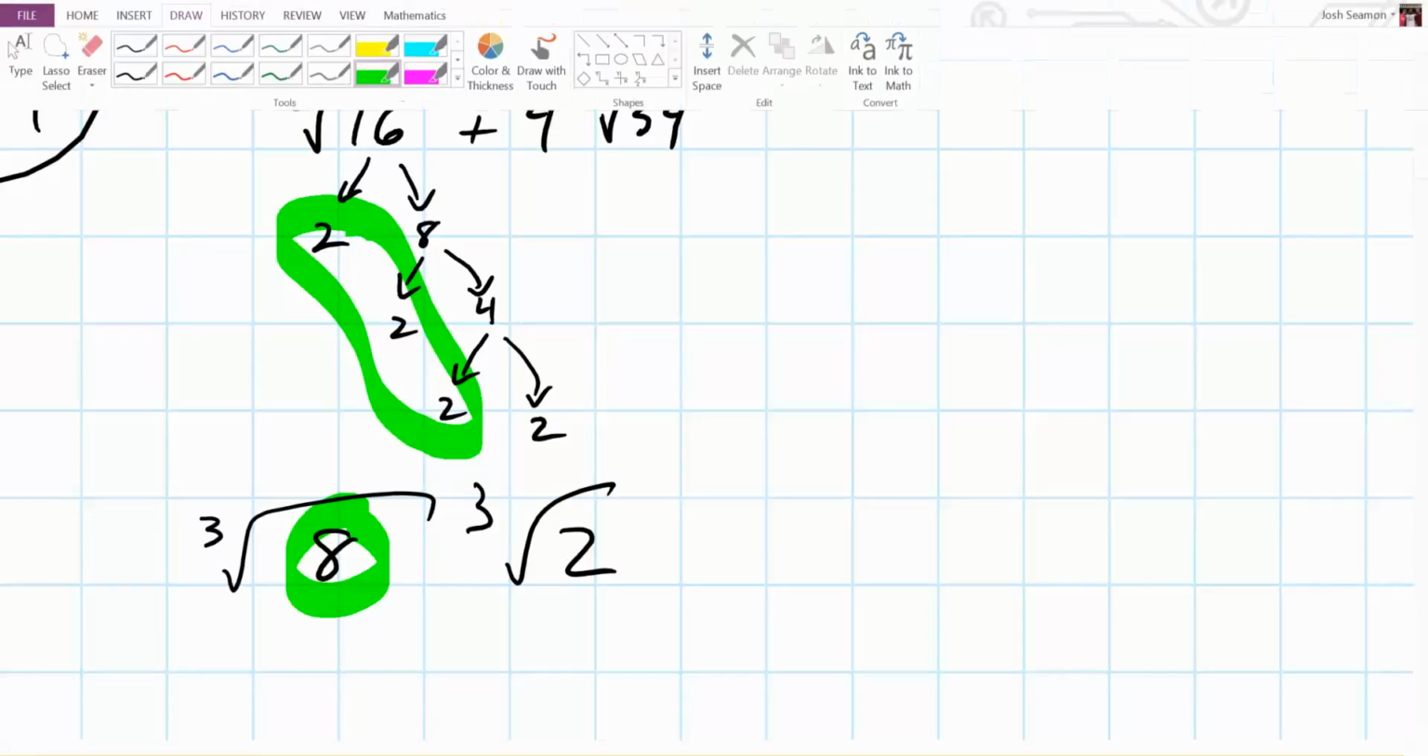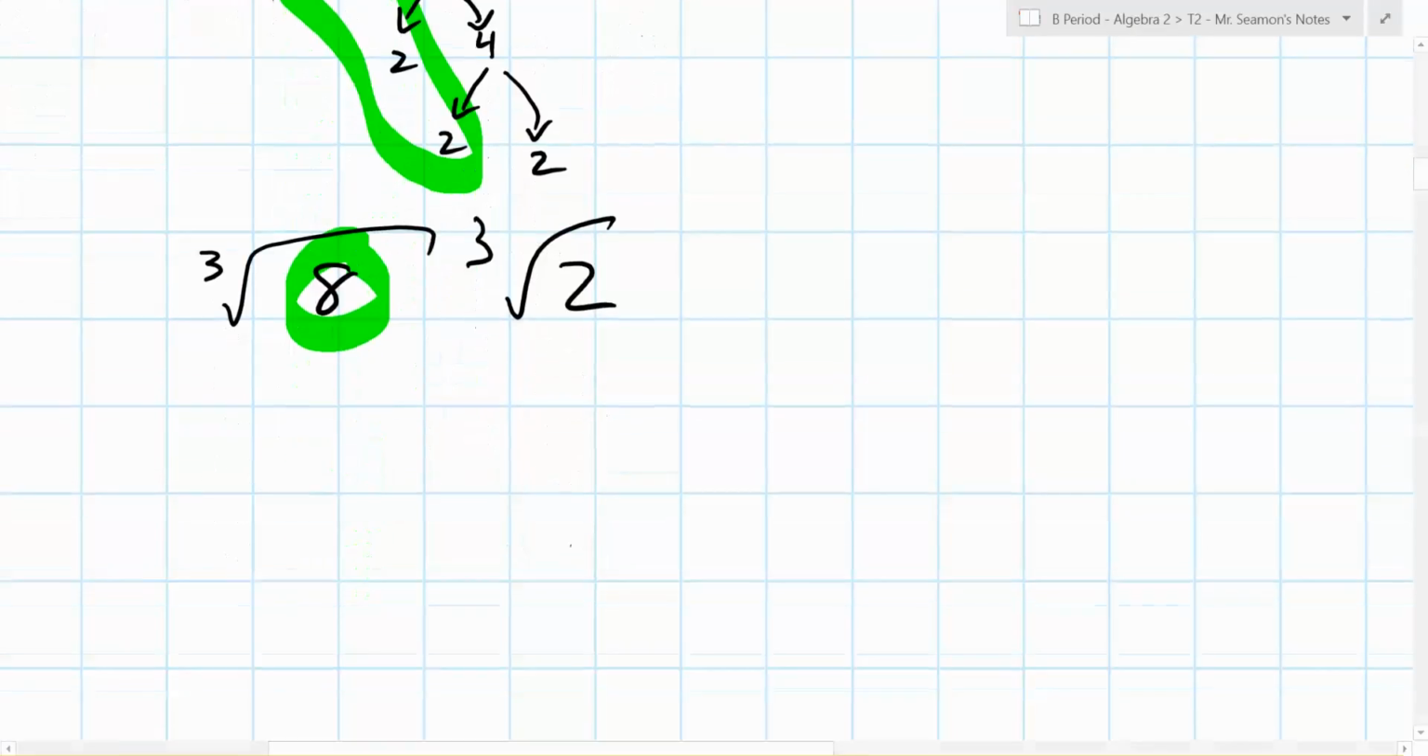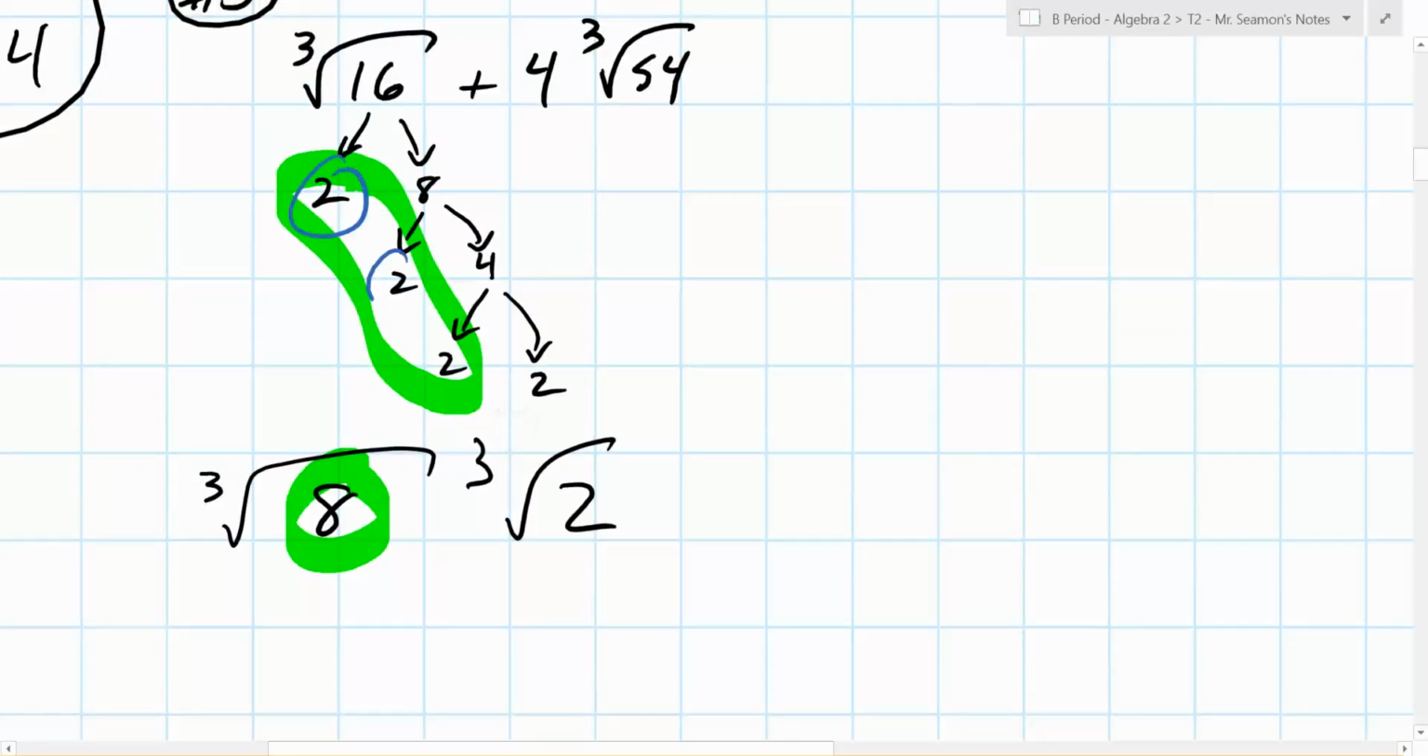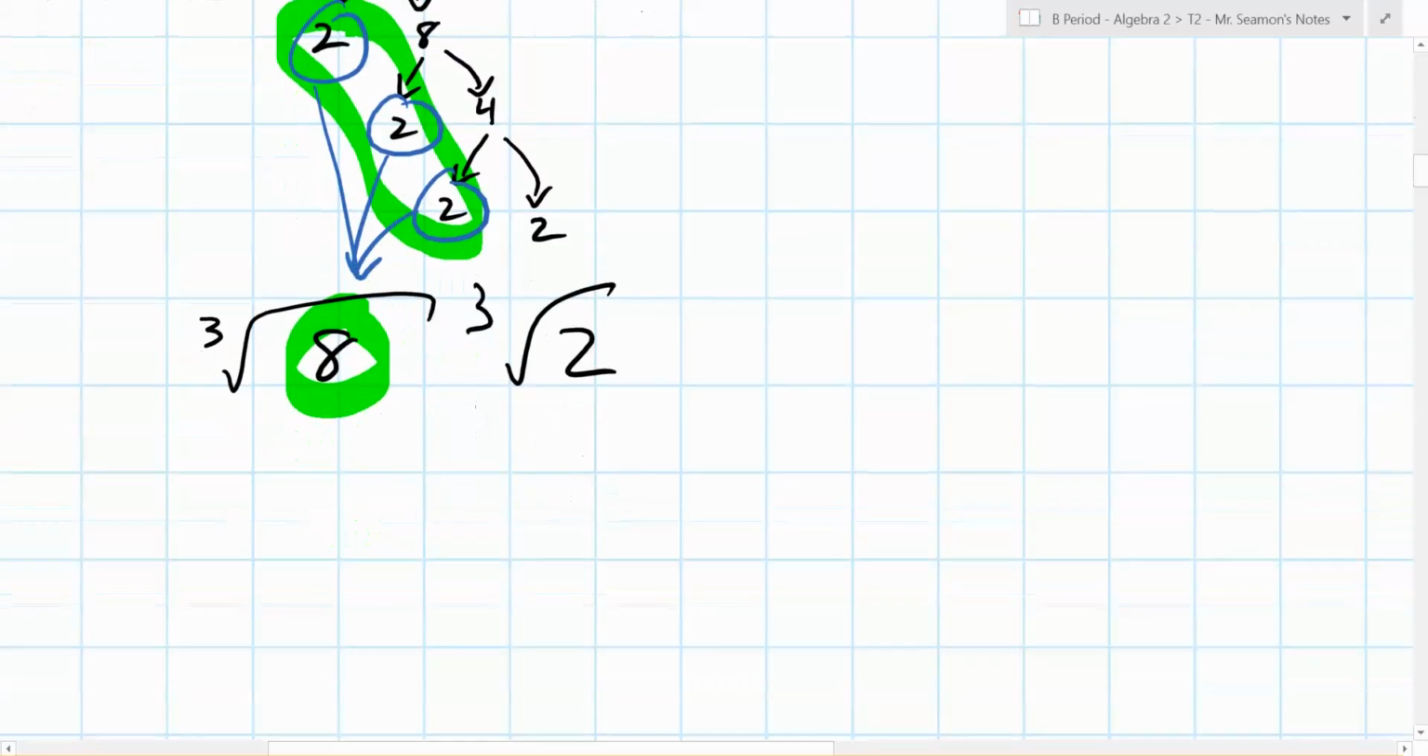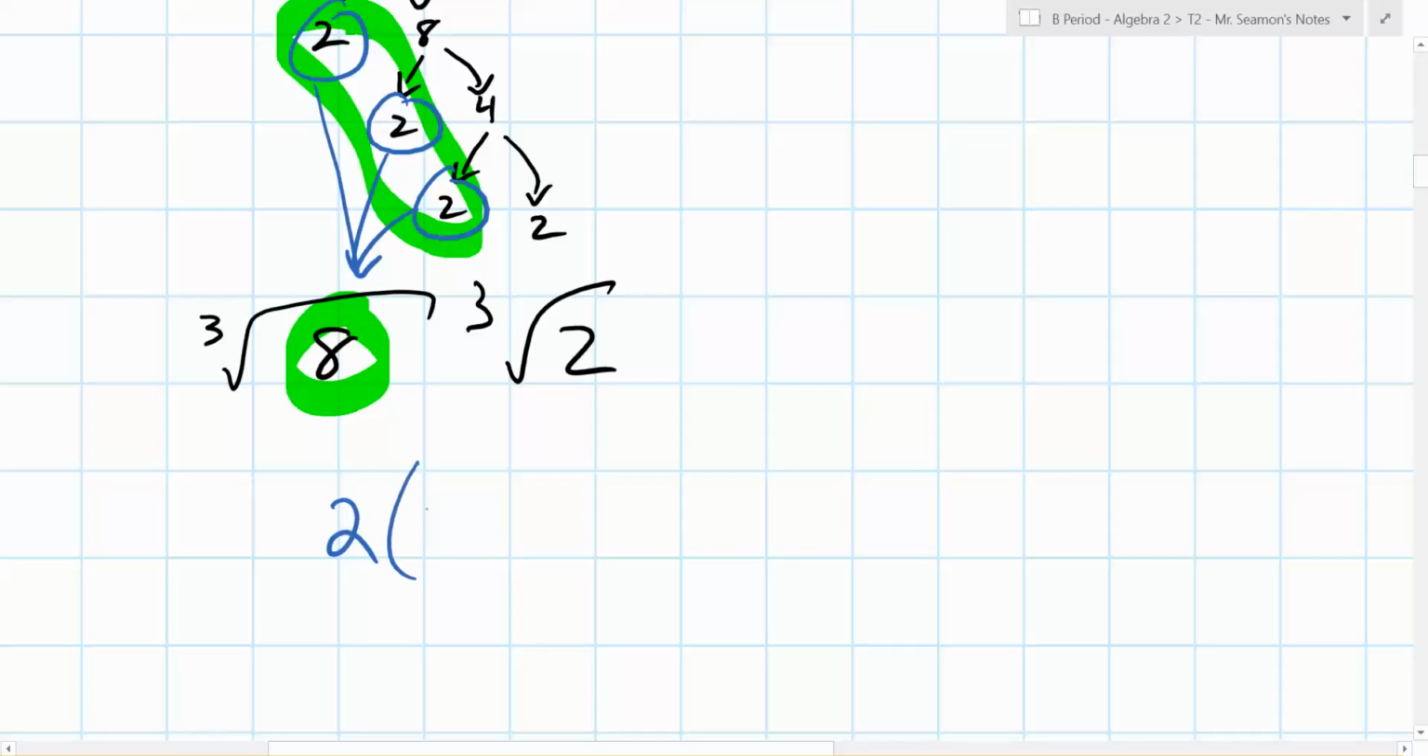Okay, so what is the cube root of 8? 2. 2 times 2 times 2 is 8. So you have 2 cube roots of 2. Why do I put parentheses around that? So it doesn't look like 2 thirds. It doesn't look like 2 cubed, exactly.